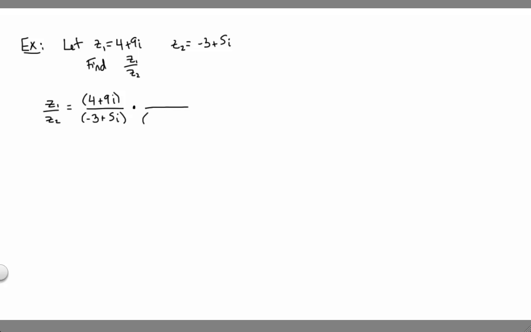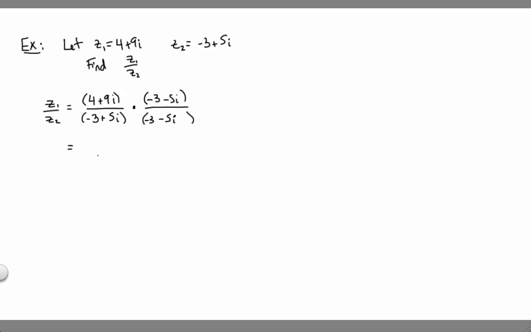The trick is to multiply by the conjugate of the denominator. So let's take the denominator, change the sign of the imaginary part, so that becomes -3 minus 5i. So that's the conjugate of the denominator. And whatever we do to the bottom, we've got to do that same thing to the top. So there we go, multiplying.